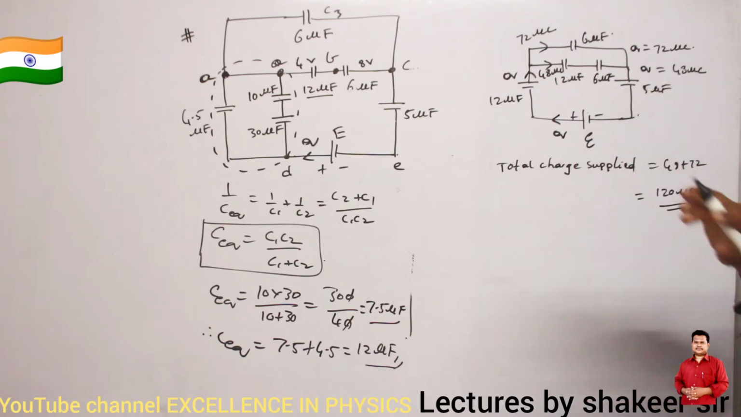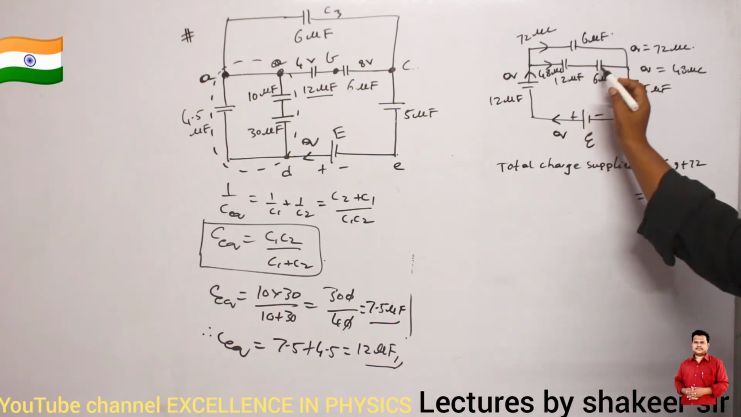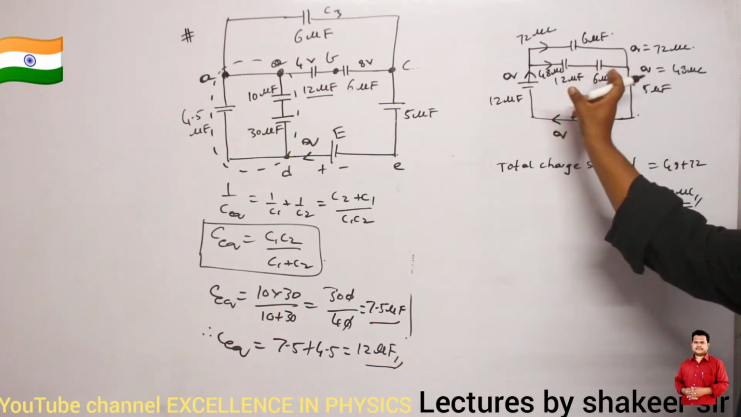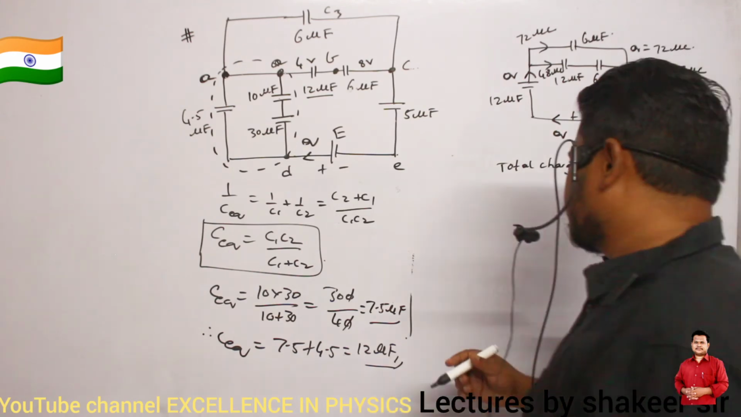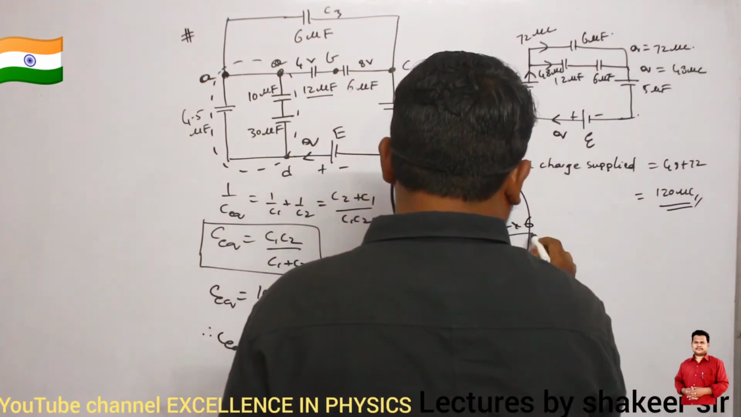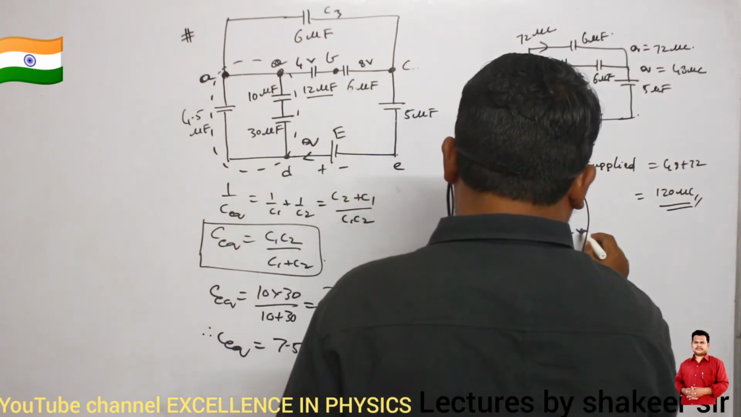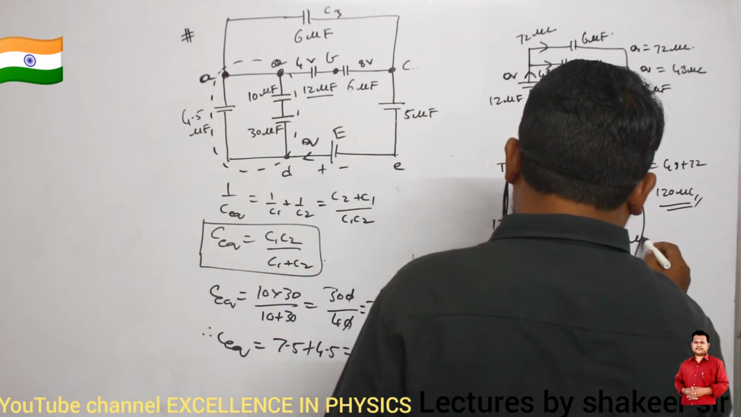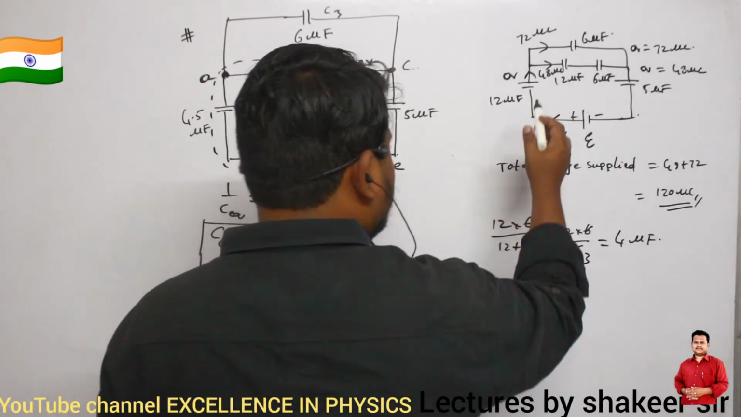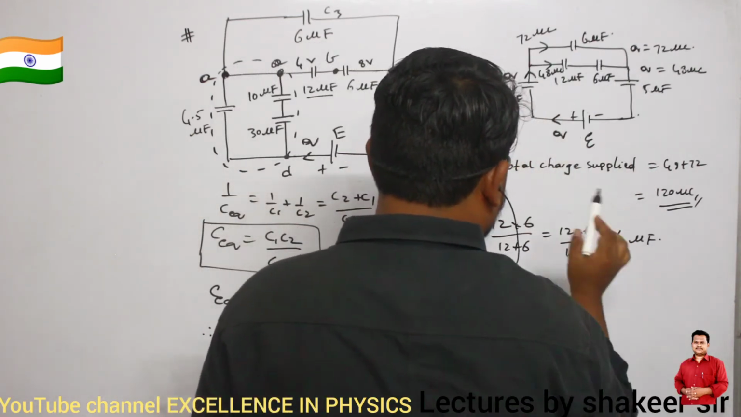Clear? Now you further reduce this circuit. 12 and 6 are in series, no? So what is the equivalent capacitance? Equivalent capacitance is 12 into 6 divided by 12 plus 6, so 12 into 6 divided by 18. 6 ones are 6, 3 sixes are 18, so it is 4 microfarads. So the equivalent capacitance of 12 and 6 is 4 microfarads.